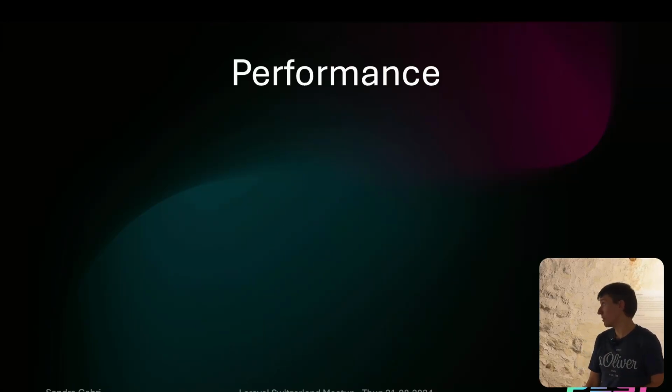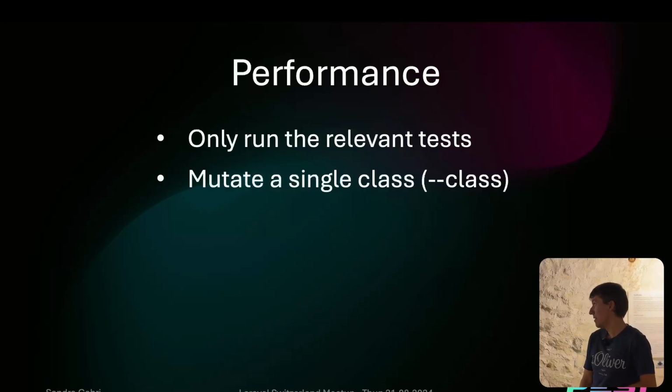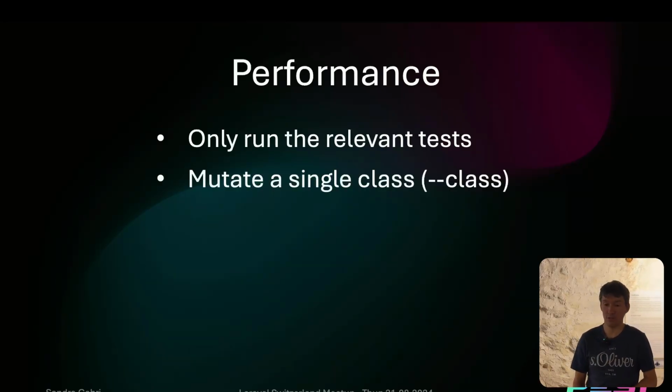But much more important is what you can do to make it performant. Only run the relevant tests, as we saw before with mutate in the test file, where we limited the set of tests to a given test file. Mutate only a single class and not the whole application. Normally, you're working on one class or one file. You can pass a class file, or you can pass the path to a folder, and then it mutates all the files in the folder.